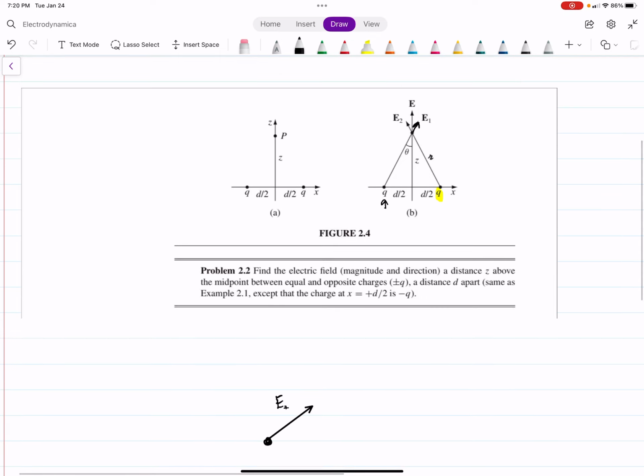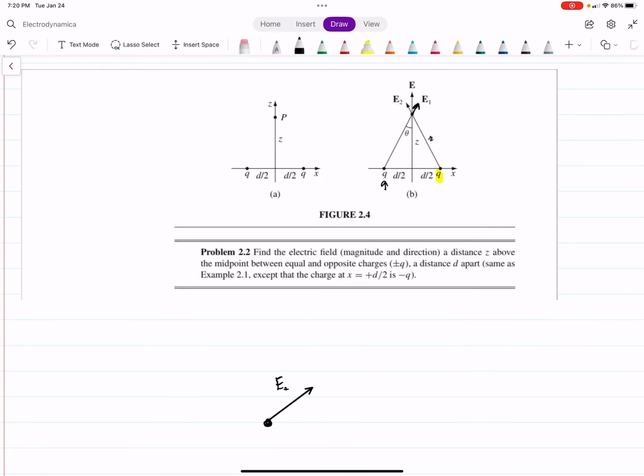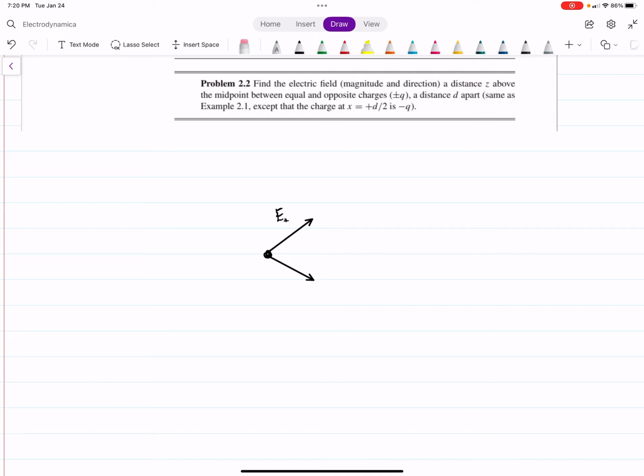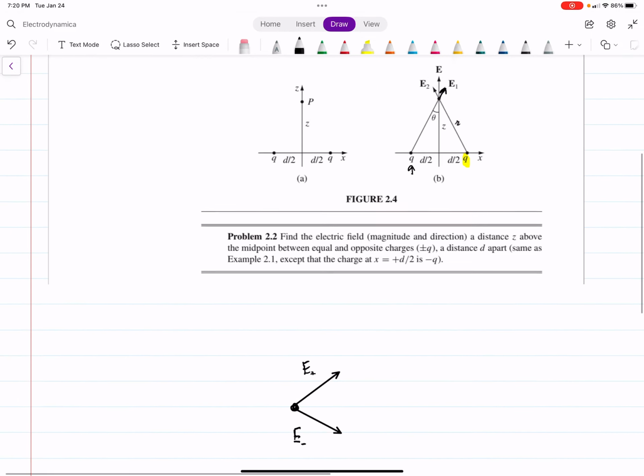As for our charge on the right, the negative charge, it's going to attract if we had a test charge there. So it's actually going to be pulling it down and to the right. So this you could think of as being the negative E field.